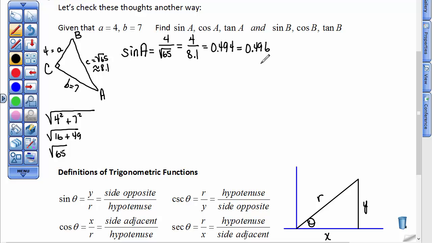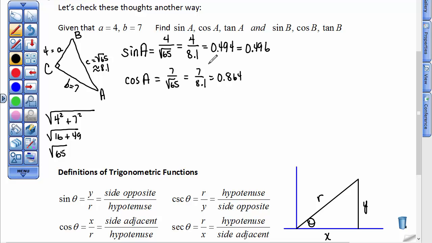Not to worry, but I want you to see the difference here. The cosine of angle A is equal to the side adjacent, the 7, over the hypotenuse, the square root of 65. Or you could write it as 7 over 8.1. Or you could write it as 0.864. I like to write these to the thousandths place.